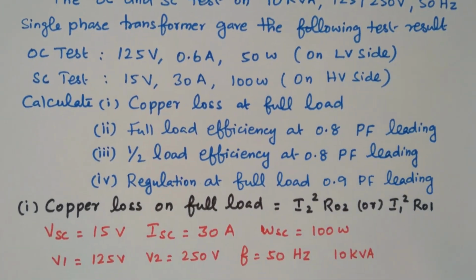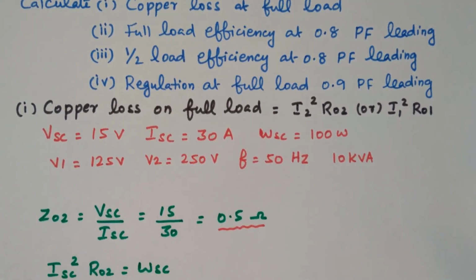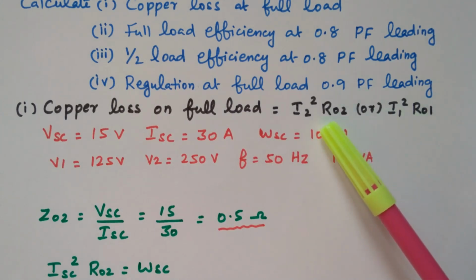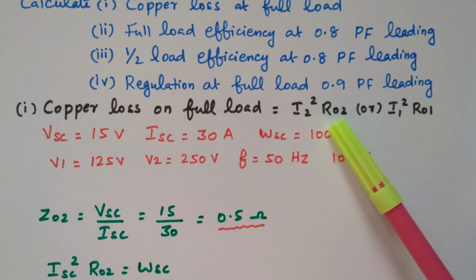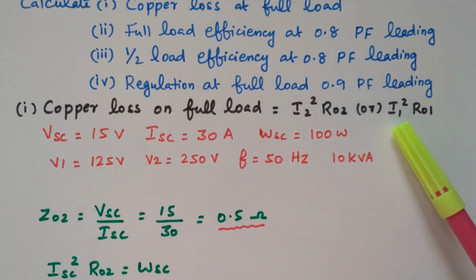First we will see the copper loss at full load. So copper loss at full load is I2 square R02 or I1 square R01. So copper loss is nothing but I square R. Here we can refer either to the primary side or the secondary side, I2 square R02 or we can take it as I1 square R01.